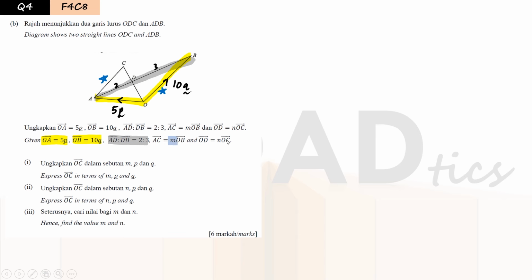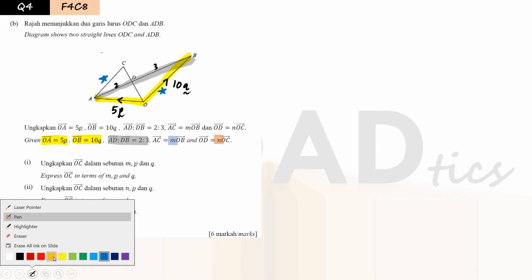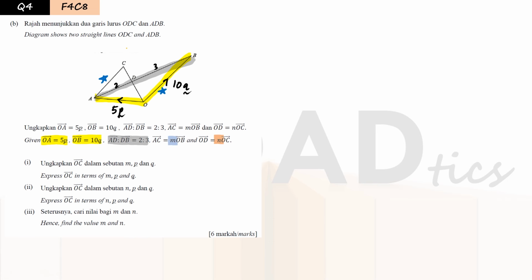Okay, and then the second equation here, these two vectors are related by N. Let me label those two vectors in orange. So it would be here and here. This star is OD and this star is OC. Alright, so for the first part, we need to find the vector OC in terms of M.